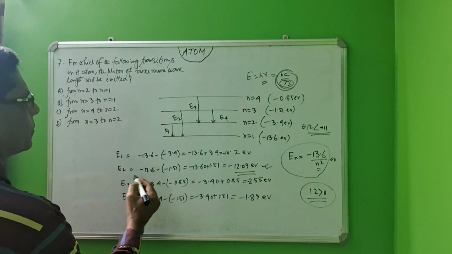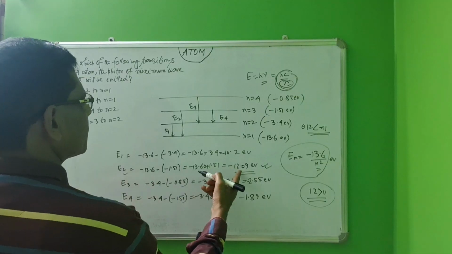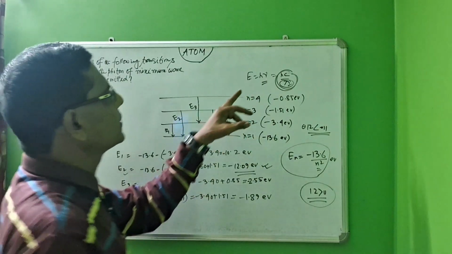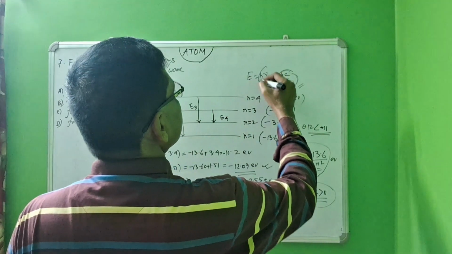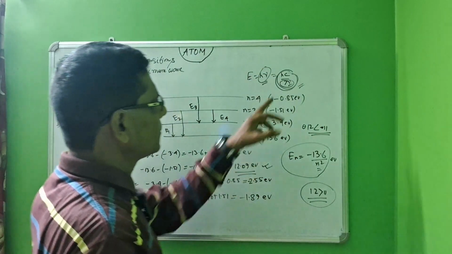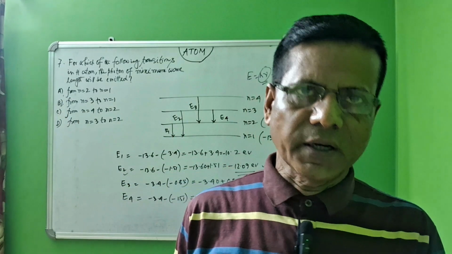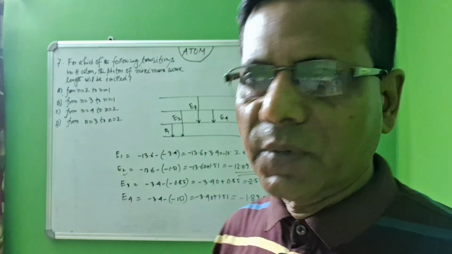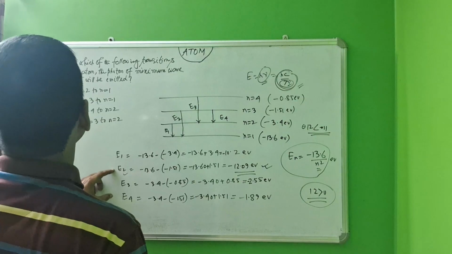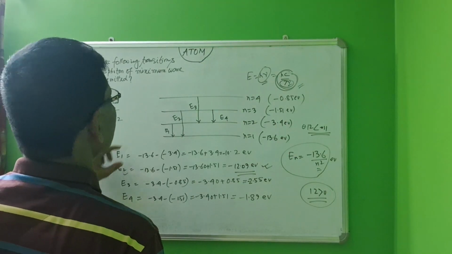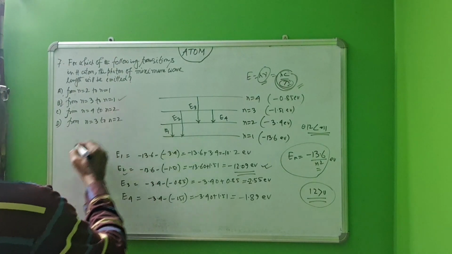So we get E2. As we showed at first from the equals sign, if lambda is minimum then h nu has to be maximum. So for lambda minimum we have to get energy of maximum value, so E2. So what is E2? E2 comes from n equals 3 to n equals 1. This one is E2. So the answer will be B.